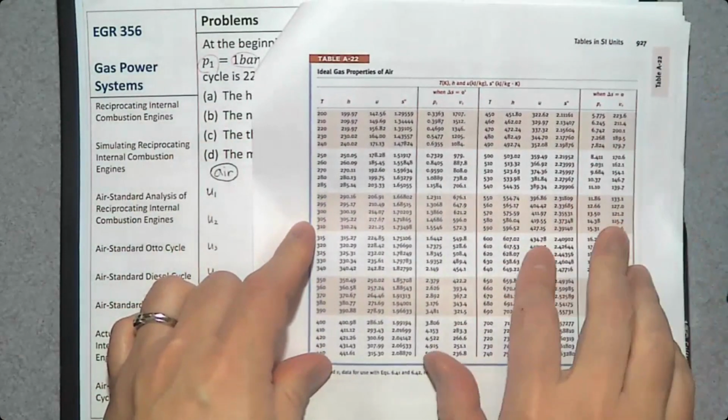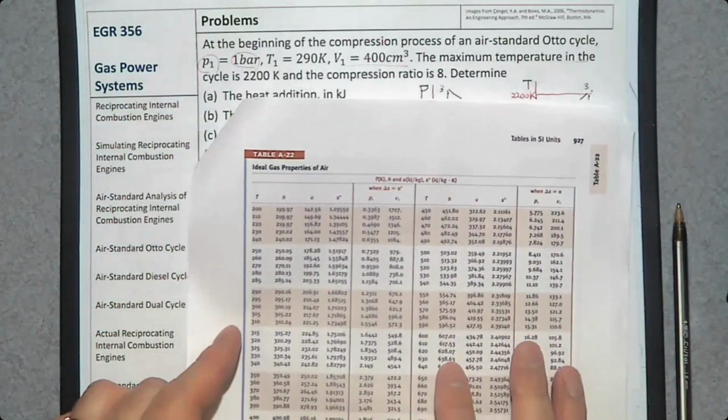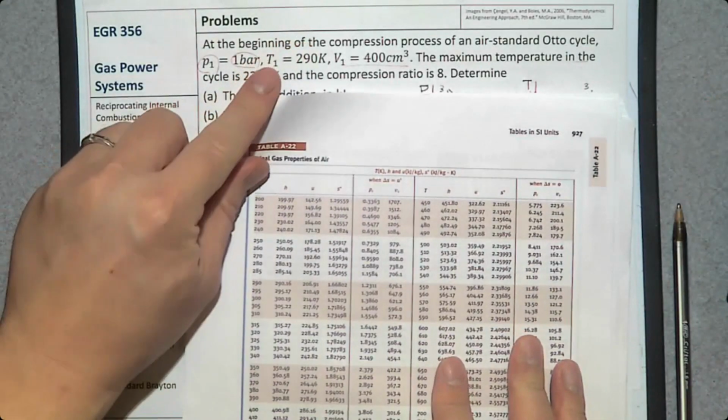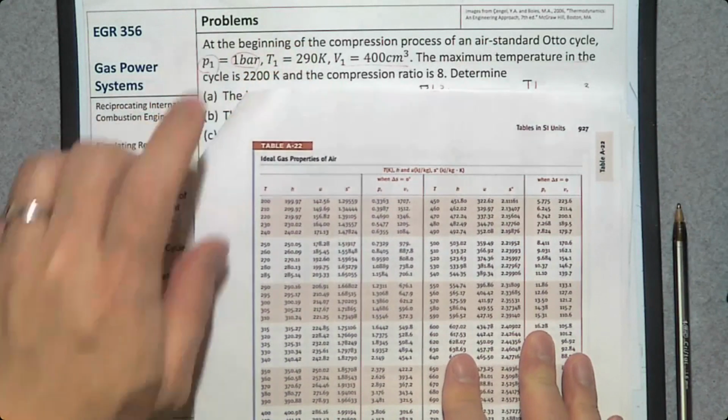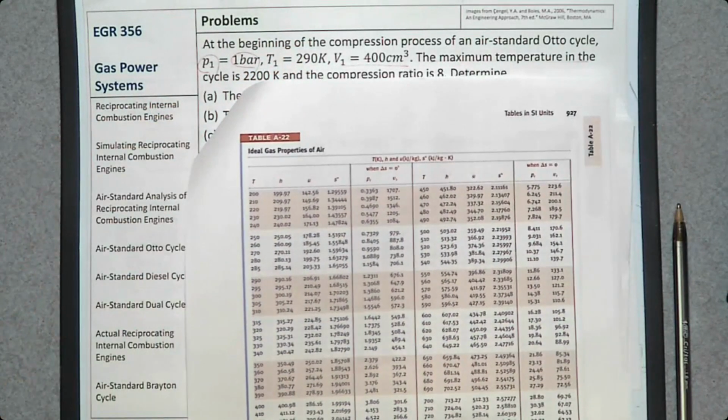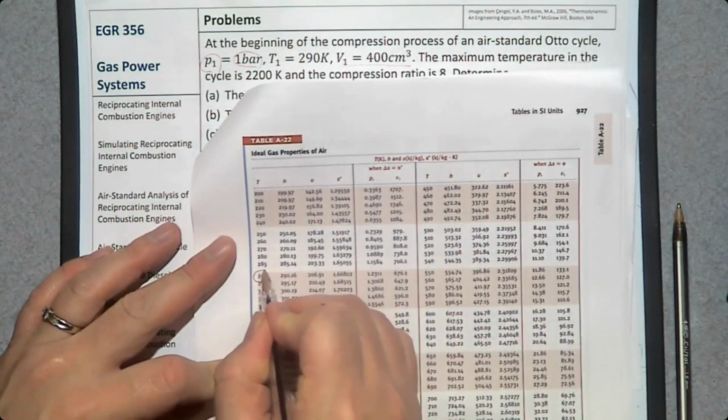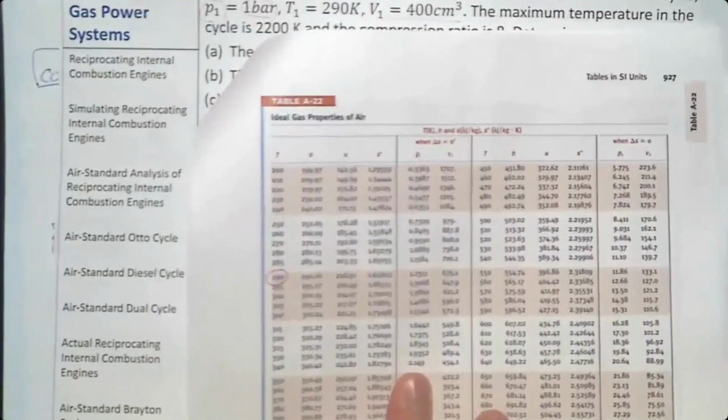Ideal gas properties of air. And what is the temperature? T1. T1 is 290. So let's find 290. It's right here, 290. Let me zoom in for you.